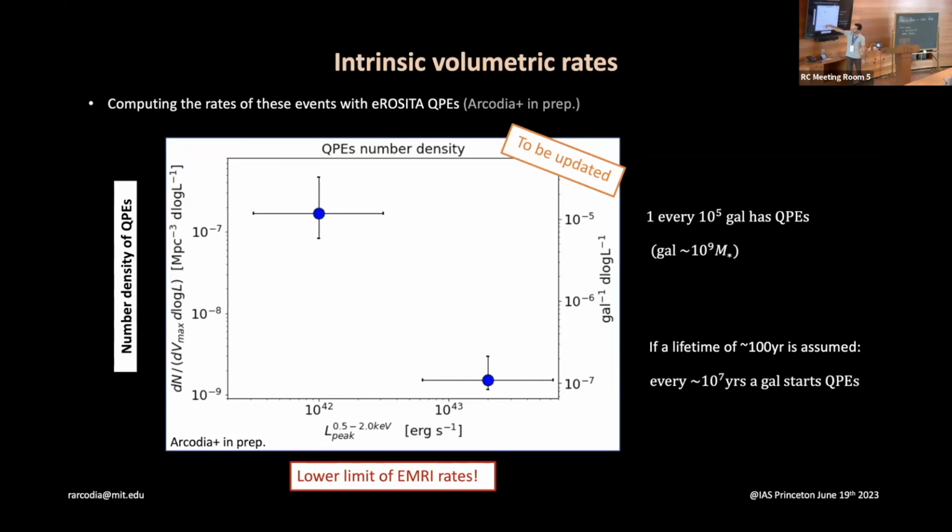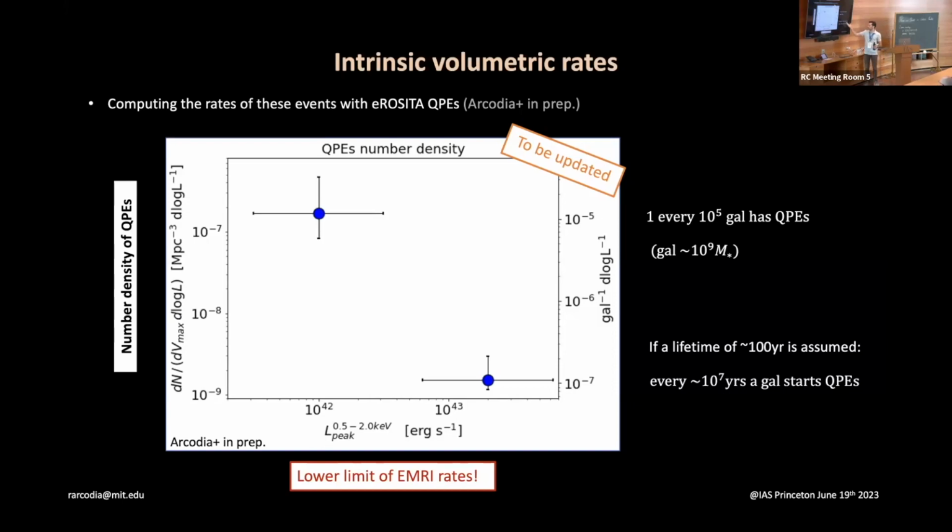Now, this is a plot in terms of megaparsec cubed. This is a plot in terms of galaxy density using galaxies of stellar masses of 10 to the 9. This is not a formation rate. You don't see the time variable here because QPEs outlast my survey. I can only give you the number of sources that are emitting QPEs at any time. And this number, if you integrate this curve, is about 1 in every 10 to the 5 galaxies of this mass undergoing QPEs at any time.